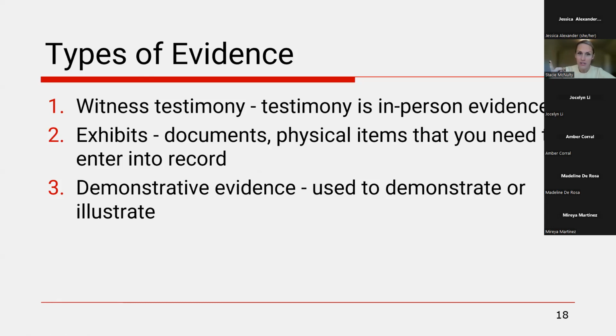Types of evidence. There's witness testimony. This is in-person evidence. There's exhibits. In your case materials, it's going to be a document or a physical item, and that's got to be entered into the record. Then it becomes a part of the entire case record that the jury can rely on when they're making decisions. And then there's demonstrative evidence. This is more like an illustration or a map, something that helps you demonstrate or illustrate something that would otherwise be difficult to understand.